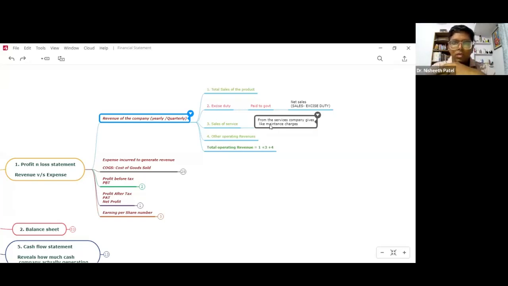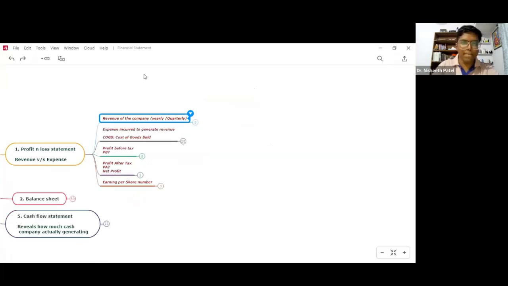In the revenue of the company segment, you will get the sales of the product, sales of the service, and the other operating revenues. All these things we will correlate with one of the good hospital companies, that is Narayan Rudralaya, and we will correlate all these things in this financial statement. Okay.